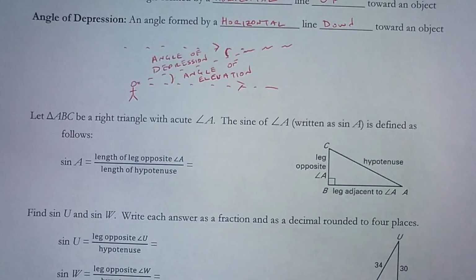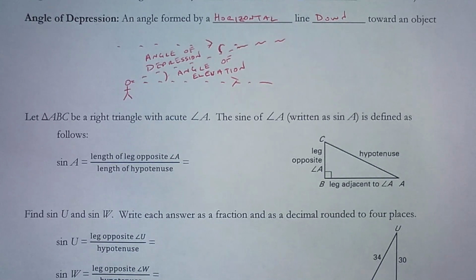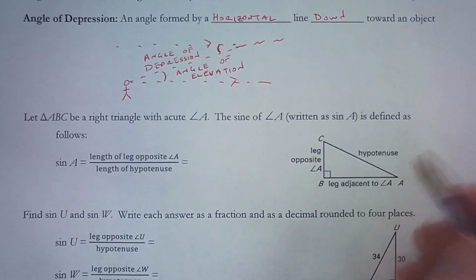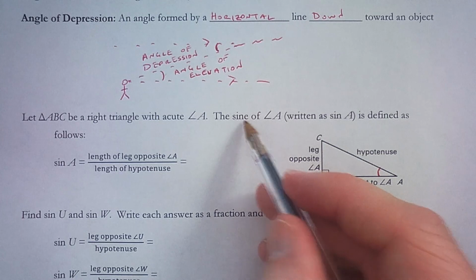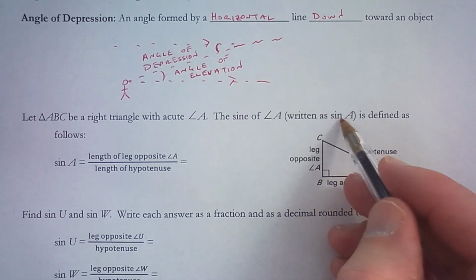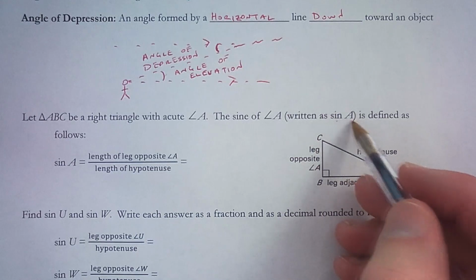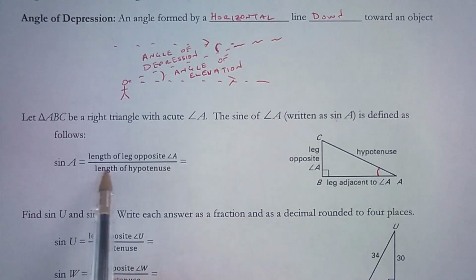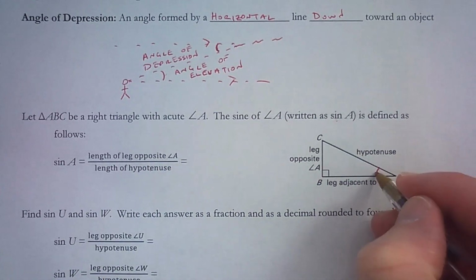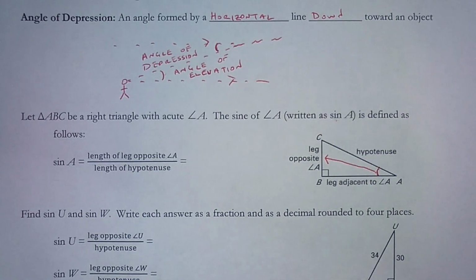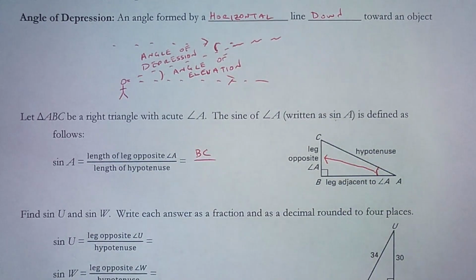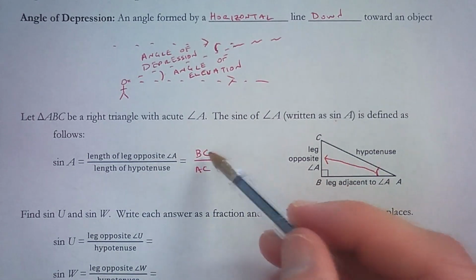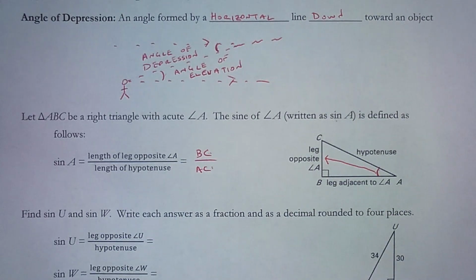Okay, so now let's focus back on the sine ratio. In triangle ABC here, we have acute angle A. The sine of A is written as SIN, so it's abbreviated with just 3 letters. Sine A is defined as the length of the leg opposite angle A over the hypotenuse. So the leg opposite angle A is across the triangle. That would be side BC. And the hypotenuse is always across from the right angle. That is side AC. Opposite leg over hypotenuse.